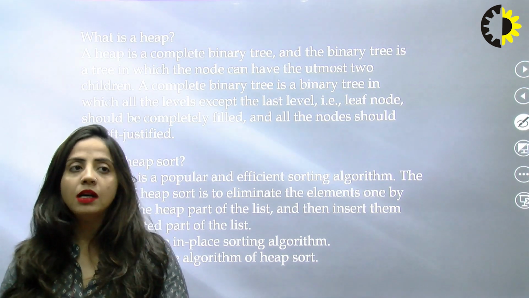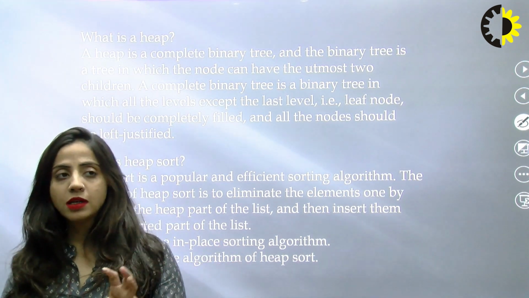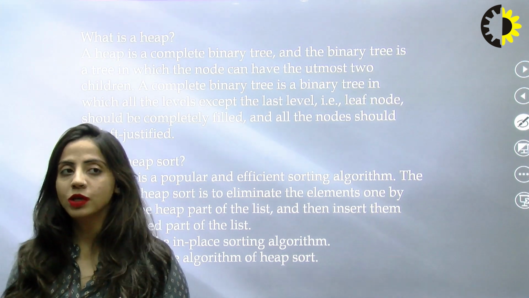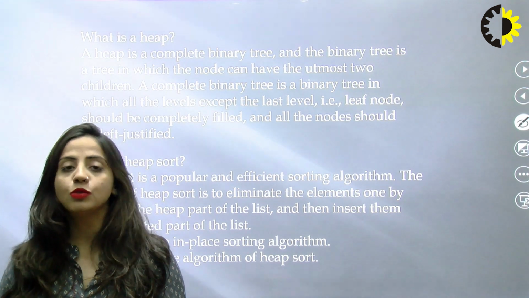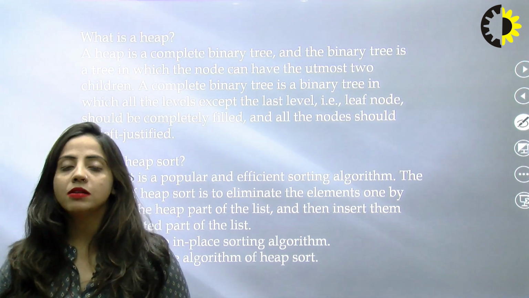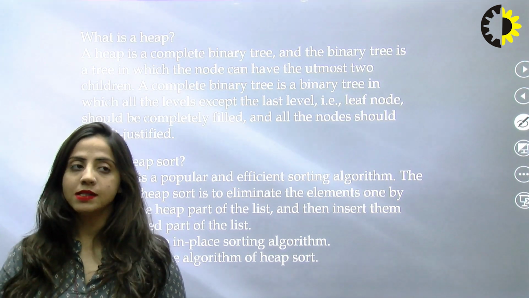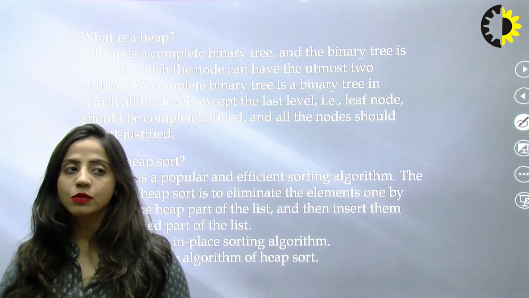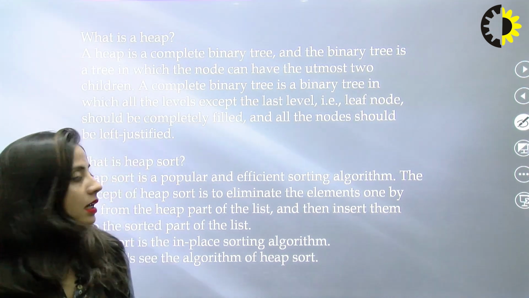First, let's take a little bit of revision from the previous lecture. What is a heap? A heap, as I already told you, is a complete binary tree, and a binary tree is a tree in which a node can have at most 2 children. A complete binary tree is a binary tree in which all the levels except the last level, that is the leaf level, should be completely filled and all the nodes should be left justified.